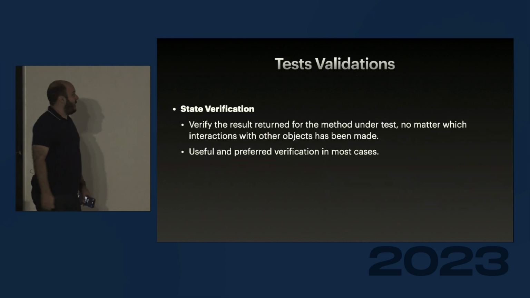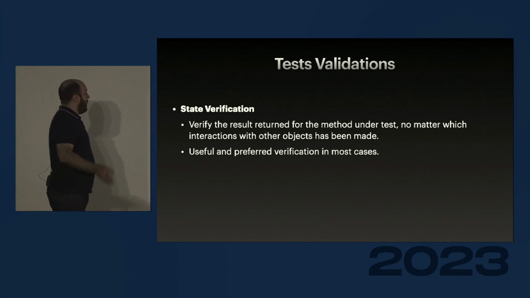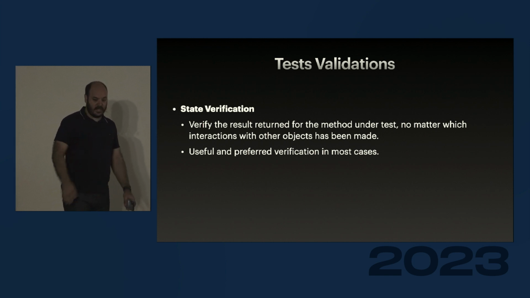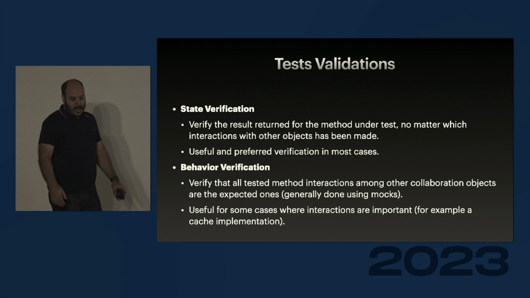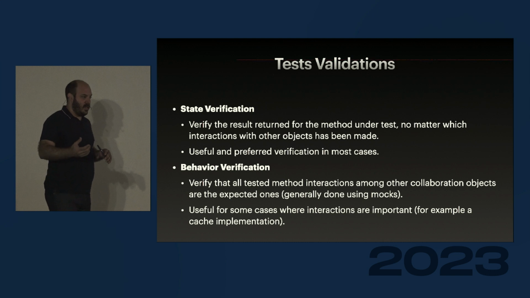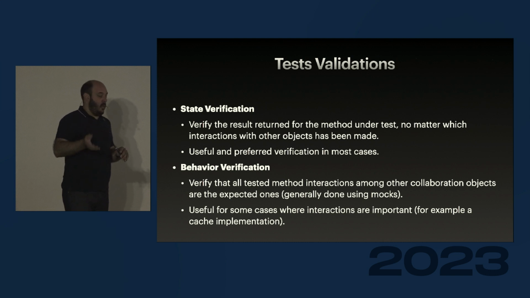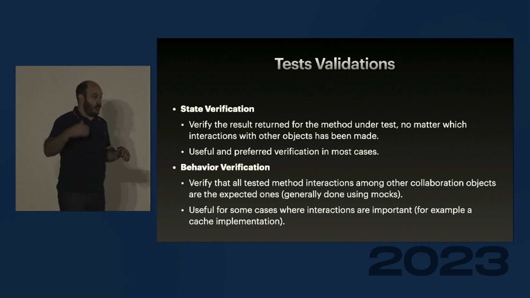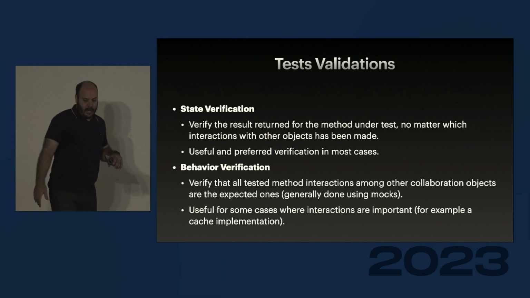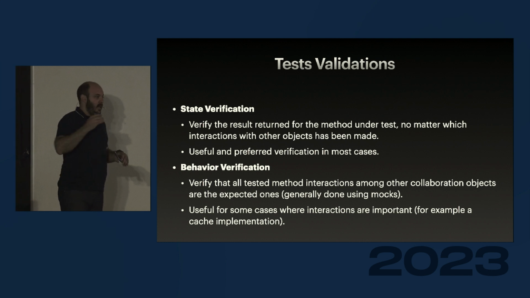And now the test validation. There are 2 kinds of validation: state verification, where we usually center on the return value, the result of the operation. This is the most common test case that we write all the time. And we also have behavior verification, where we want to ensure that the interactions are the right ones, not the result. Maybe we don't have a result, but for example, if we are implementing a cache, we want to ensure that the cache implementation is not going through the actual service to fetch the data. So we need to verify the behavior and the interactions.